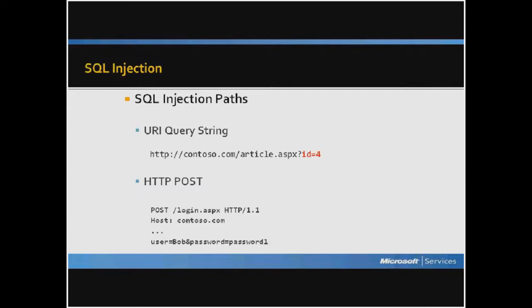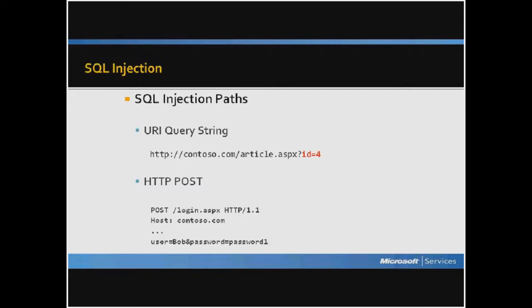So in this example, we have article.aspx, which shows us articles that are stored in the database, and we want to see the article whose ID is number 4. So an attacker can take this, and if the code is vulnerable, use that query string to insert SQL, and we'll look at an example in a minute.